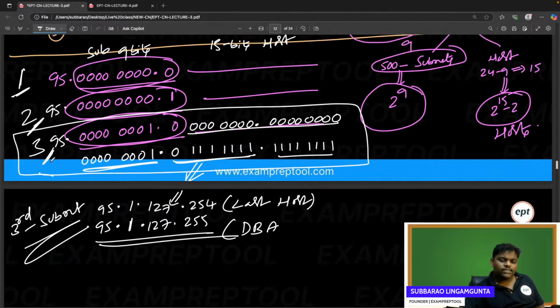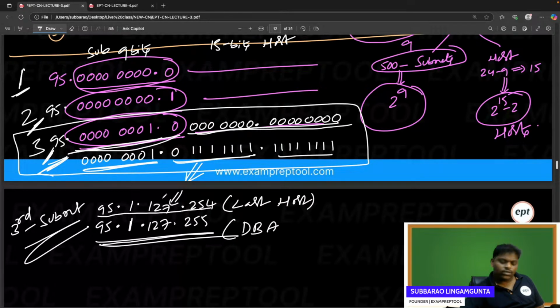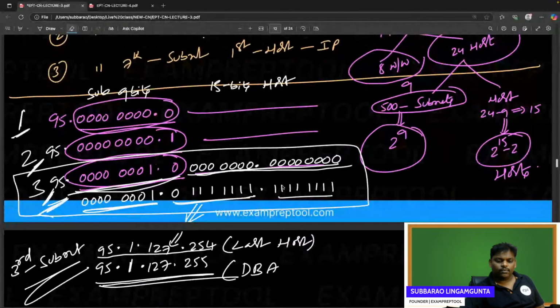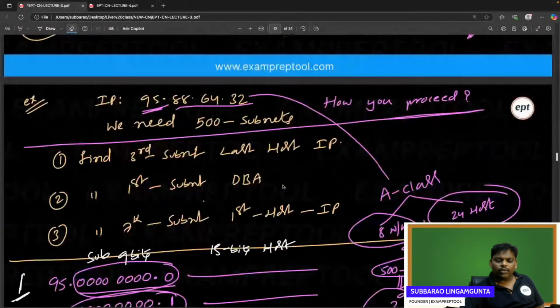So 95 is the network part. Next 9 bits for the subnet. Next 15 bits for host. 15 zeros to 15 ones. This is the DBA, this is the last host. This is the third subnet. Please be careful. Anyone having any objection, let me know. Maybe I am also wrong somewhere; maybe I did a calculation wrong. If you find anywhere I went wrong, let me know.